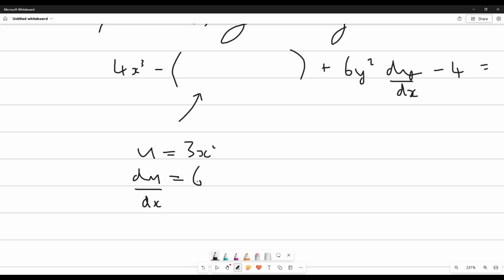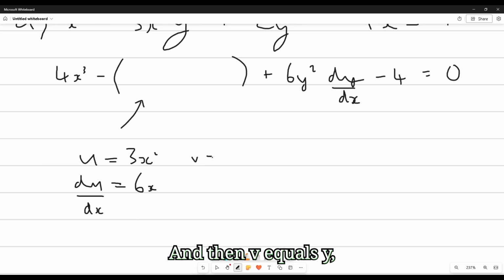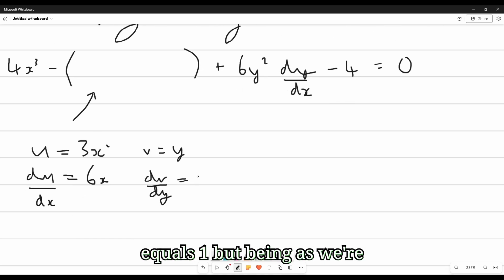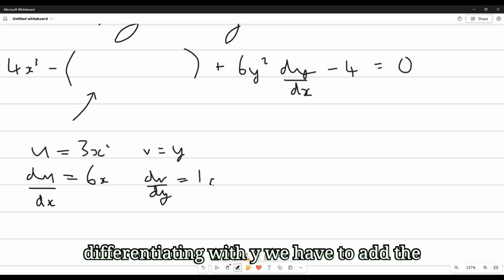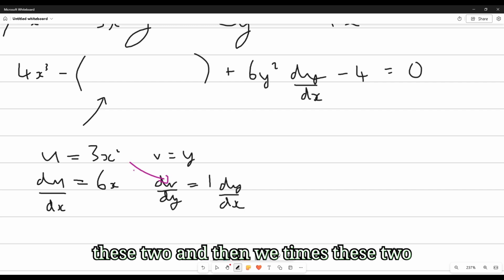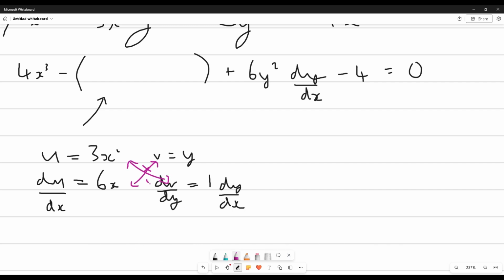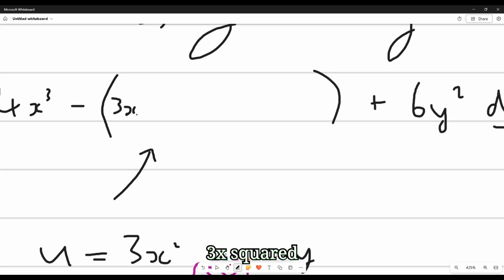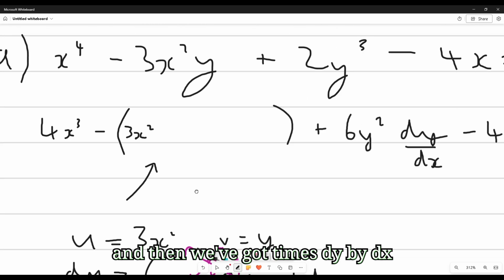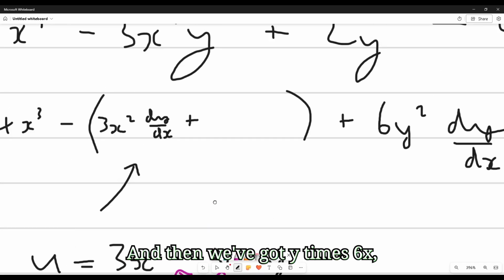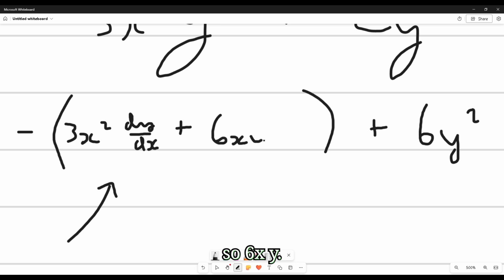6x. And then v equals y, dv by dy equals 1. But being as we're differentiating with y, we have to add the dy by dx. And then what we do then is we times these two, and then we times these two. So if we start off with the first one, so 3x squared, and then we've got times dy by dx. And then we've got y times 6x, so 6xy.